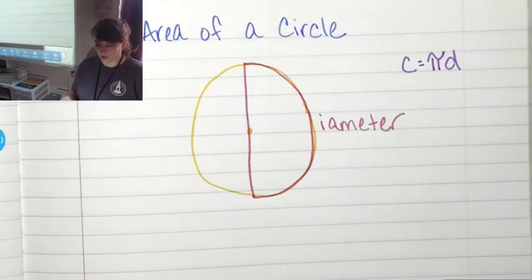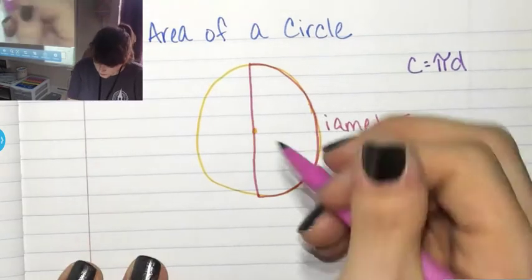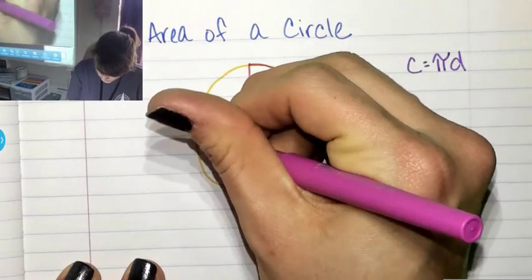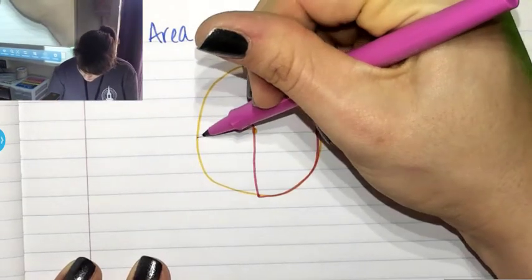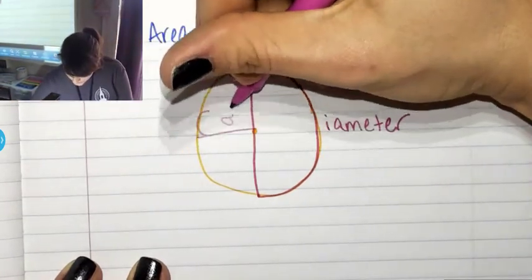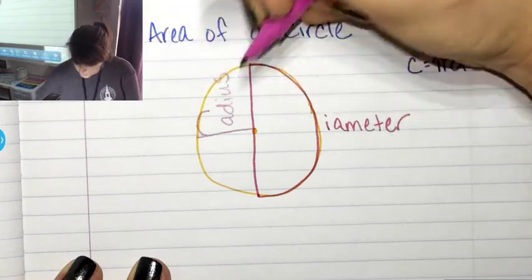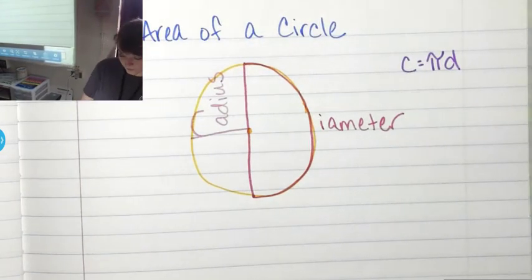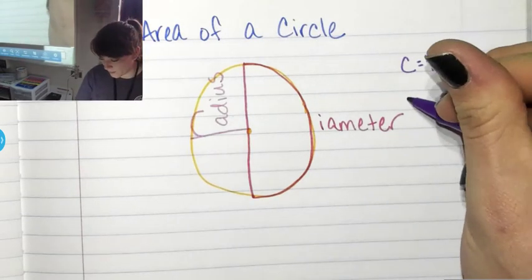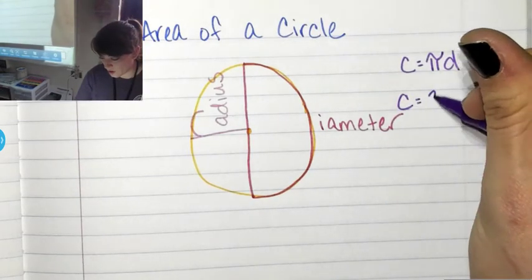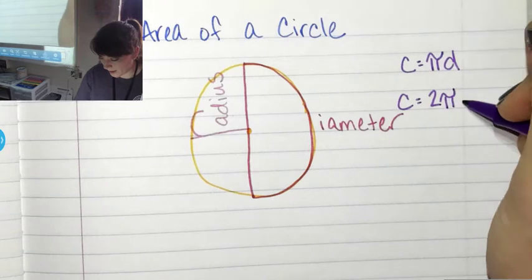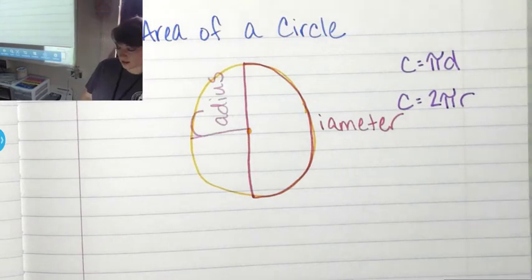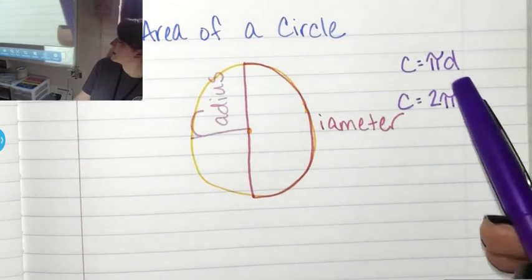What is it called if you take half of the diameter? Does anybody remember what it's called? Radius. So from here to here is the radius. And we found circumference using radius by doing 2 pi r, because 2 times radius is diameter.